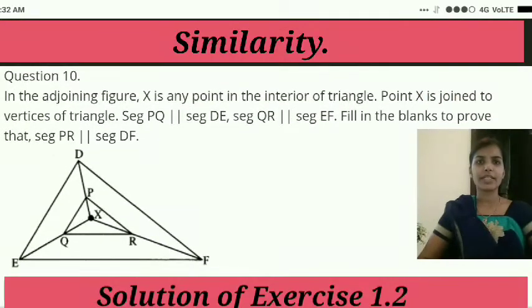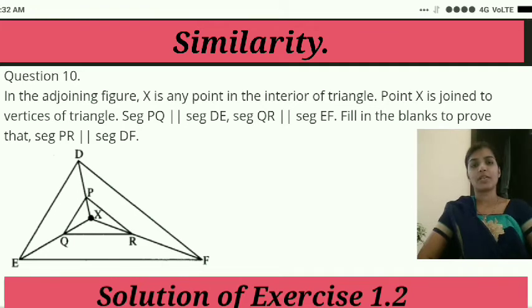In adjoint figure, X is any point in the interior of a triangle. Interior, that means inside the triangle. Point X is joined to vertices of a triangle. Segment PQ parallel to segment DE. Segment QR parallel to segment EF, and here we have to prove segment PR is parallel to DF.